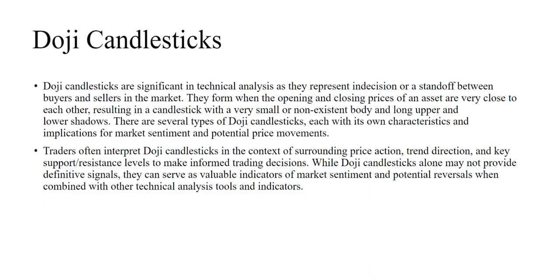So there are a few different types of dojis, but they all have their own characteristics and implications for market sentiment. Most traders often interpret doji candles in the context of surrounding price action, trend direction, and key support and resistance levels. Dojis alone are not going to provide a definitive signal, but they can be a valuable indication of the market sentiment and possibly reversals. But if you combine this with other things that we talk about later, you'll have a more informed decision.